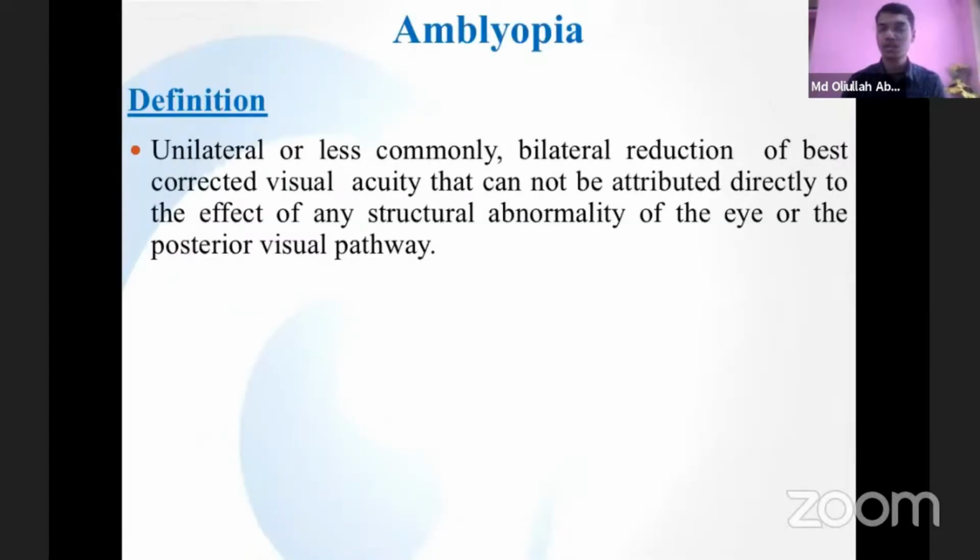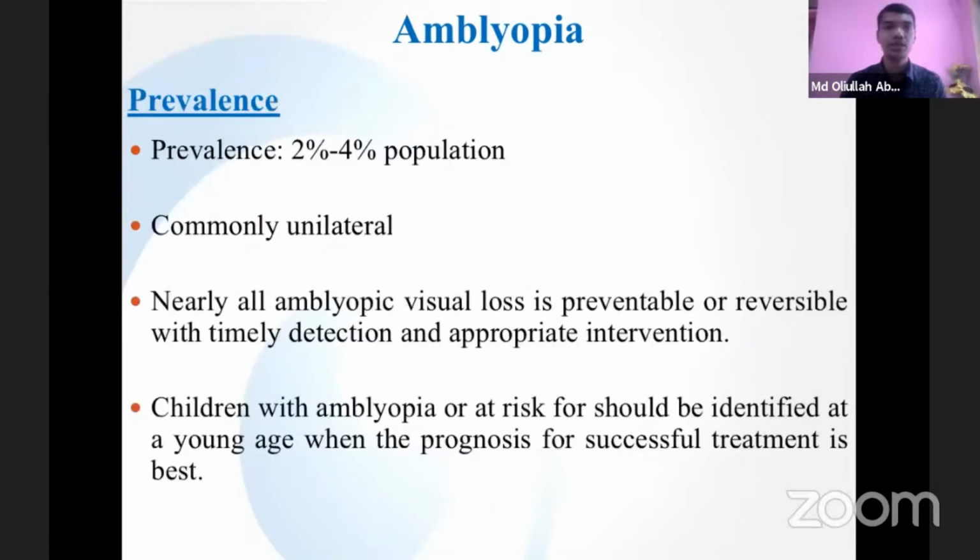This is just a definition: amblyopia is most commonly a unilateral phenomenon, or sometimes bilateral, with reduction in best corrected visual acuity which does not contribute to any structural abnormality of the eye or posterior visual pathway. So you have an anatomically absolutely normal eye, but functionally the visual functions, not only the resolution acuity, there are many more things which are affected.